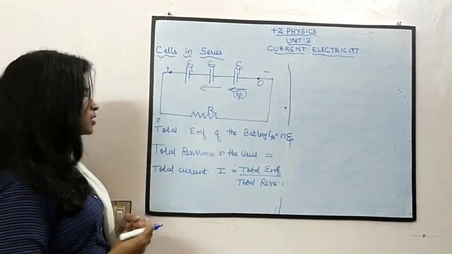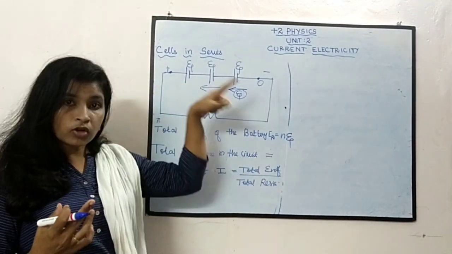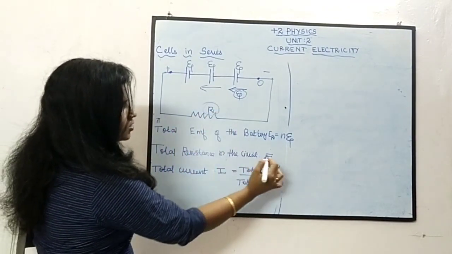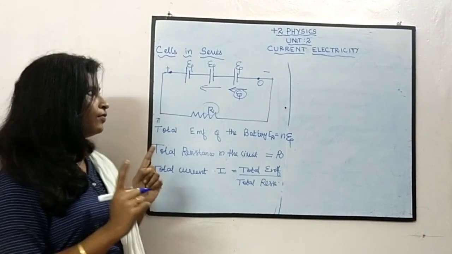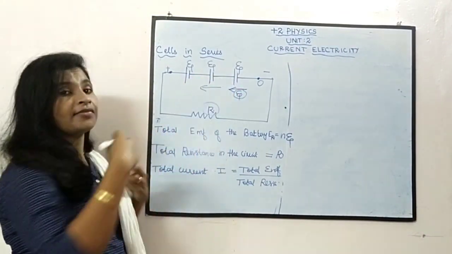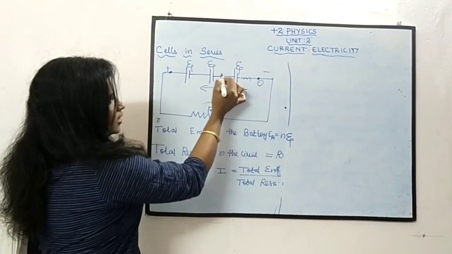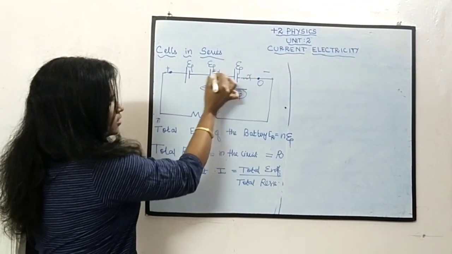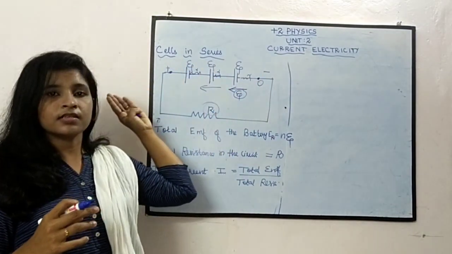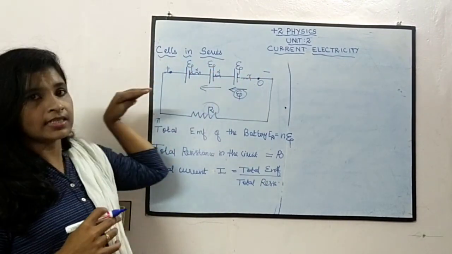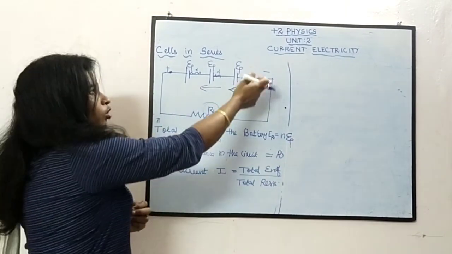What is the total resistance in this loop? Here there is a resistance of R. Only this resistance? Is there any other resistance? Yes, definitely. We know that in each cell there will be internal resistance. Here there will be a small internal resistance, here also internal resistance r, here also internal resistance r. So what will be the total internal resistance? Here they are connected in series.